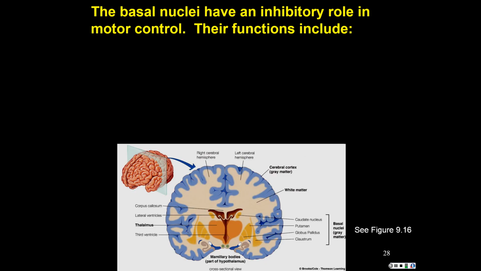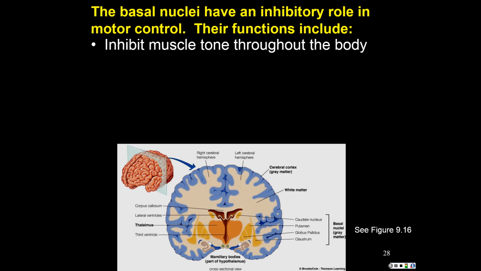Their roles aren't necessarily completely understood, but the cells in the basal nuclei are known to have a role in physical motor control, working with the frontal lobe. And if we look at what they do, they actually inhibit muscle tone and prevent muscle contraction through the body. At face value, that seems weird, unless you think of all the muscles that you have in your body.